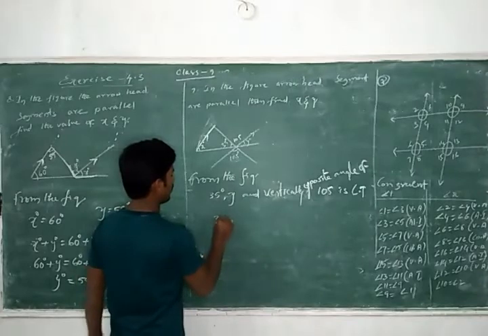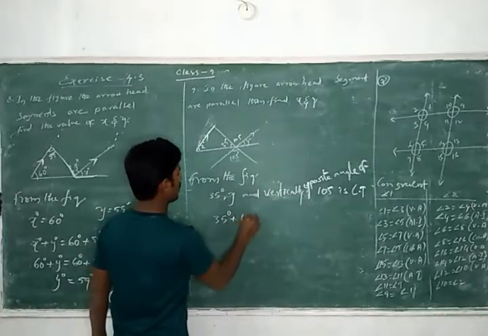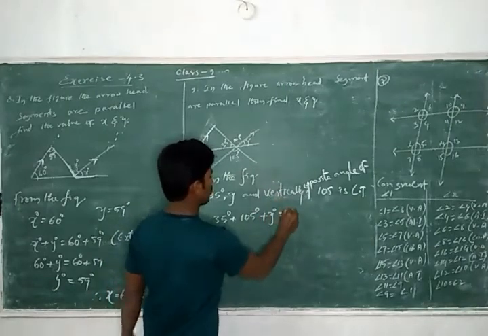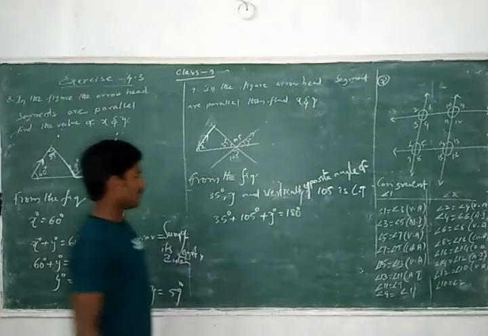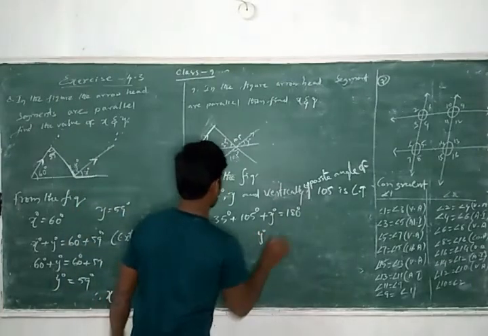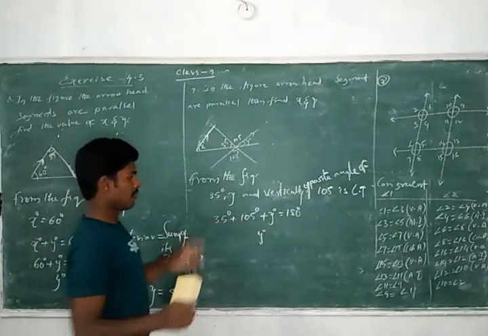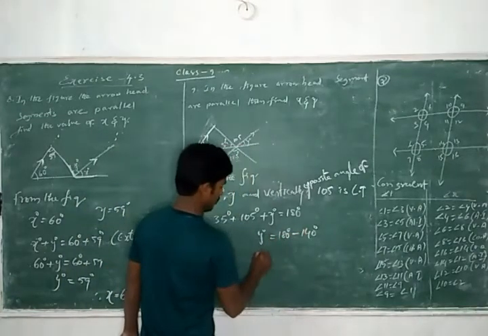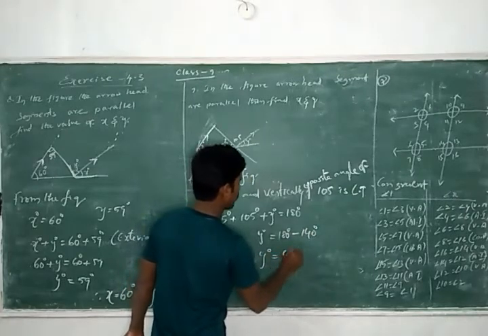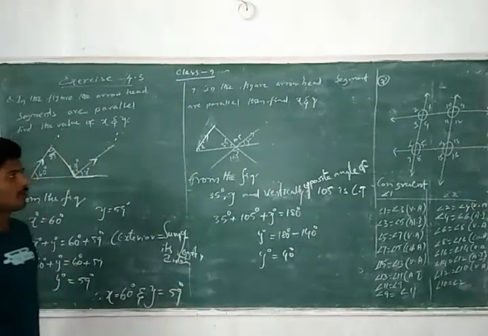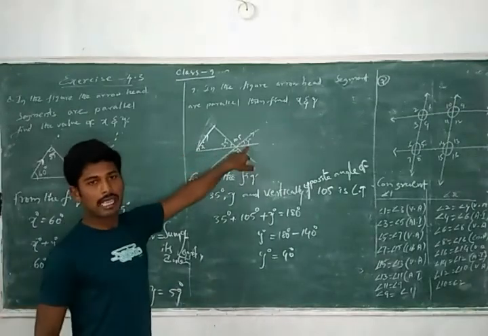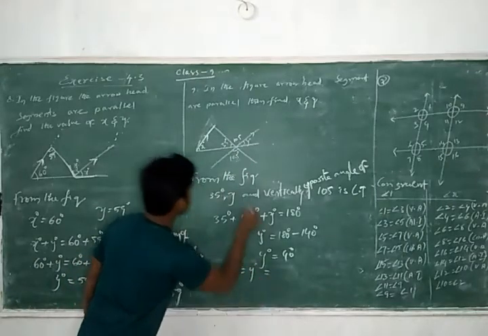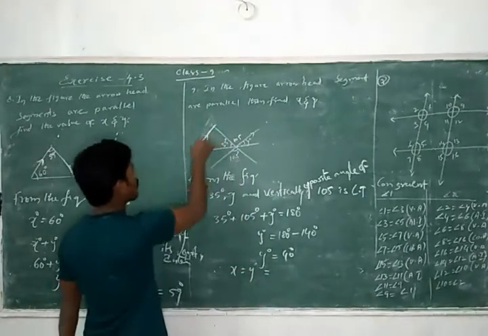Now I'm writing 35 degrees plus 105 degrees plus y is equal to 180. Now y is equal to 180 degrees minus 140 degrees, since 105 plus 35 is 140. 180 minus 140 is equal to 40 degrees. So y is equal to 40. Now x also, x is equal to y. Therefore x is equal to y because the corresponding angles are equal, as arrow heads are parallel.